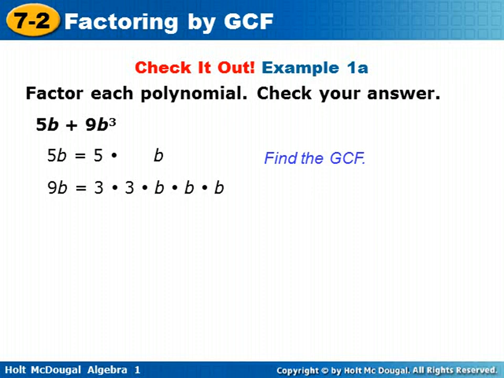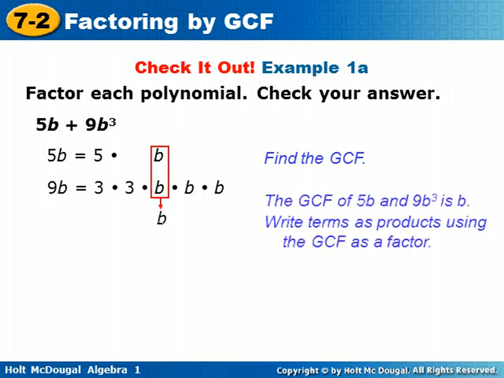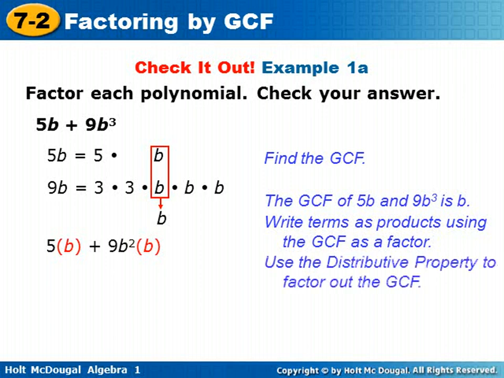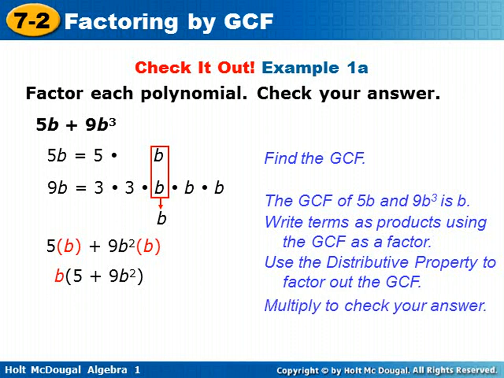5b is 5 times b, and 9b cubed is 3 times 3 times b times b times b. The common factor is b, so we write the terms as products using the greatest common factor. So 5 times b plus 9b squared times b. Use the distributive property and pull the b to the outside of the parentheses. We get b times 5 plus 9b squared.